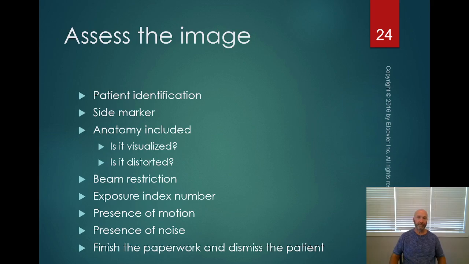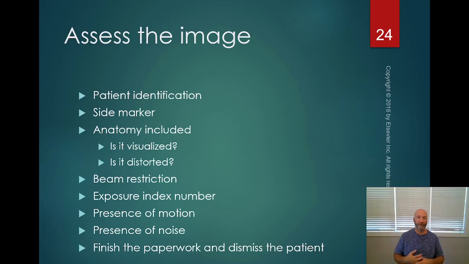Test your beam restriction. Your exposure index number is just a number that, for every exposure that you make, you're going to have. It's a clue as to whether or not you used the right quantity and quality of radiation. It's not the definitive clue, but it is a clue. So what does your index number look like? Do you have adequate collimation? If you don't have adequate collimation, your index number may indicate that you overexposed the patient. So it's a measure, but not the measure.